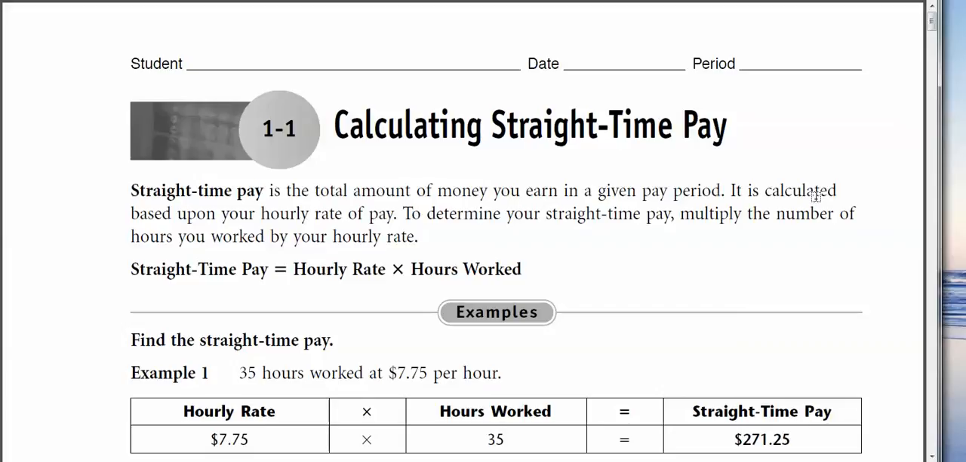So this is going to be an overview of each section, the different terms that you learned, and an overview of how to calculate each different kind of pay. This whole first chapter had to do with pay, and it also really worked on the basic math skills and reminded you how to multiply, divide, add, and subtract in a real world setting.